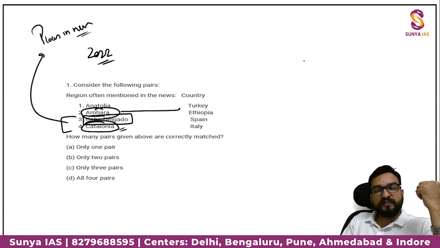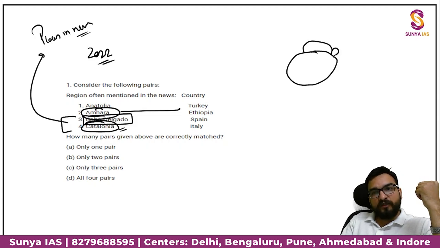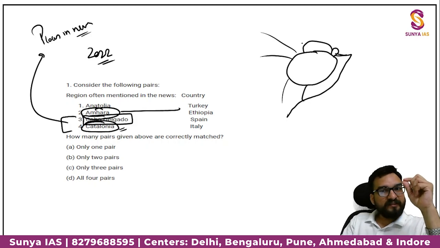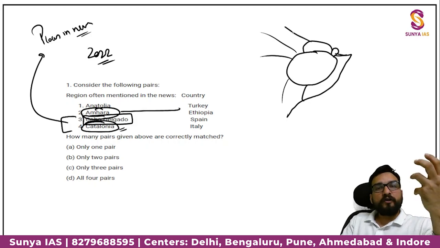Amhara, you know now it is in Ethiopia. Ethiopia, now you know that it is surrounded by Eritrea, Djibouti, and this particular Somalia. And this is basically the Horn of Africa. From here Kenya, from here South Sudan, and from here Sudan. You must be analyzing the difference. Now you are not unaware of these facts, guys.